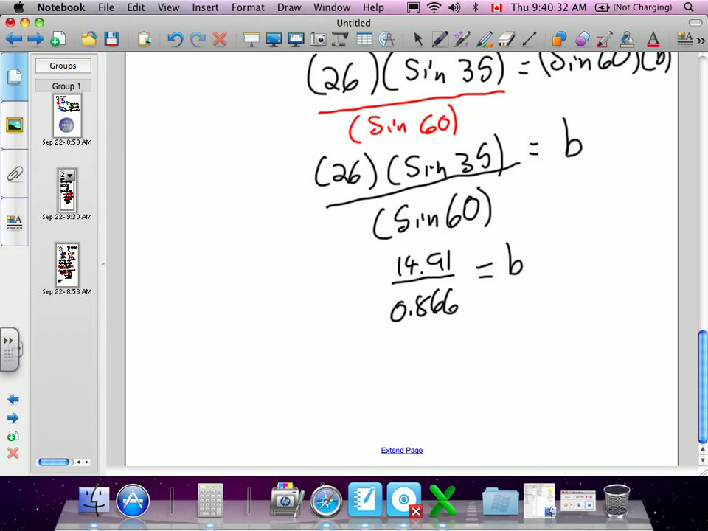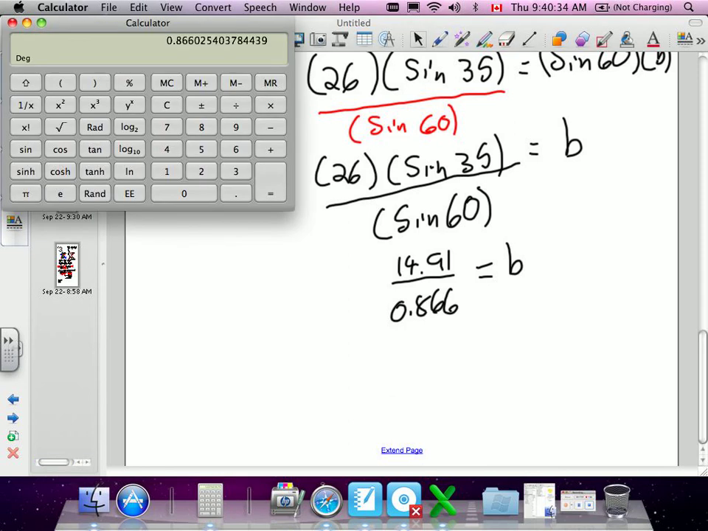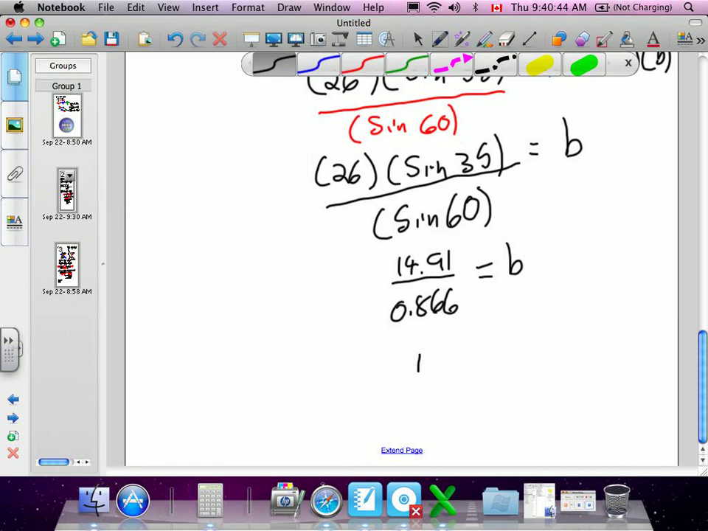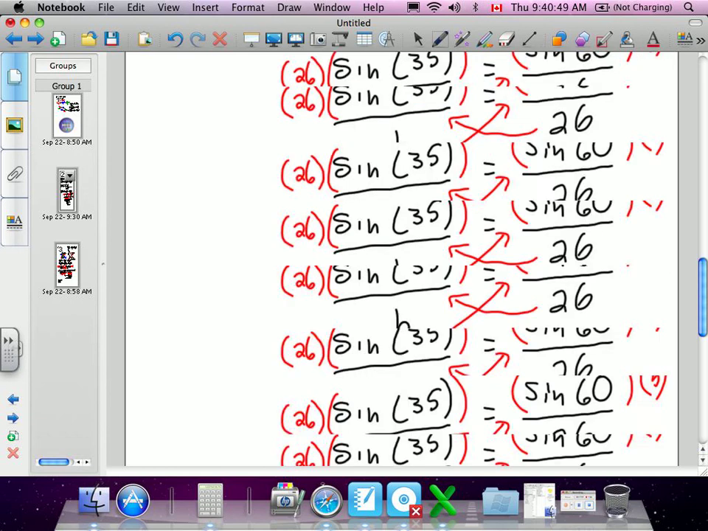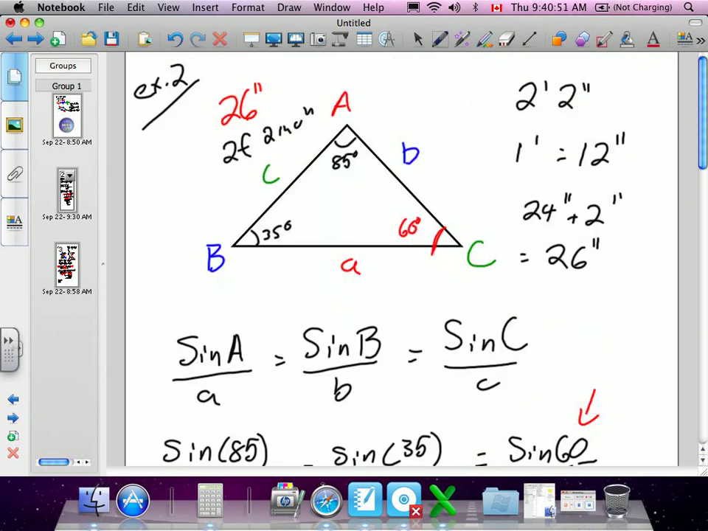And finally, 14.91 divided by 0.866 is 17.21, which is side B. So when we scroll all the way back up to the top, side B is what did we say? 17.21, okay?